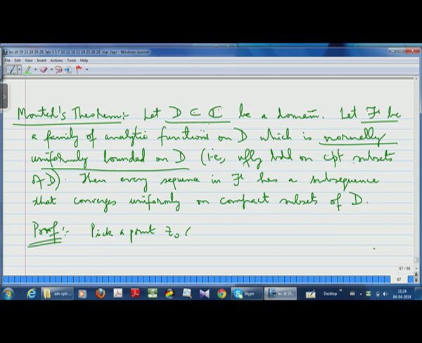z naught belonging to D. Choose rho greater than 0, so that the closed disk centered at z naught, radius rho, the set of all points in that closed disk, is inside D. You can do this because D is an open set. Of course, I am working with a non-empty open set. So D is an open connected set.